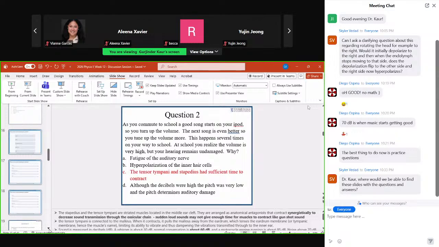Clear, Diego? Yeah, I'll think about it more as a mechanical receptor, a mechanical gate. Yes. Anything else?